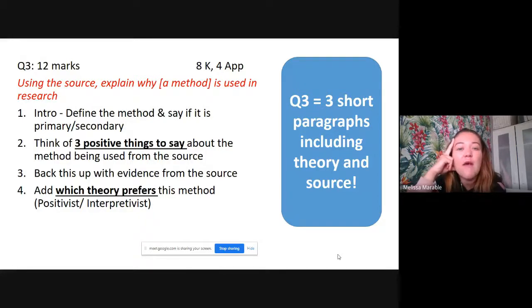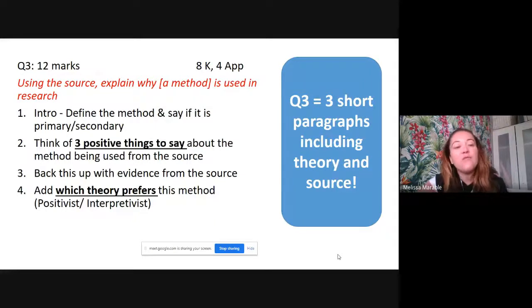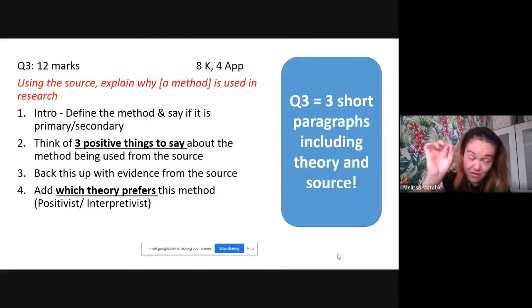Intro, define the method, and also state if it's primary or a secondary method. Again, it's picking up those knowledge marks. Again, think of 3 positive things to say, backing it up with the source, and then the last bit adds the theory. So really, it's exactly the same as question 2, which is 9 marks, but you get an additional 4. So with that, I would add the extra things, talk about if it's primary or secondary, and then add the theory, whether or not an interpretivist or a positivist would use it.